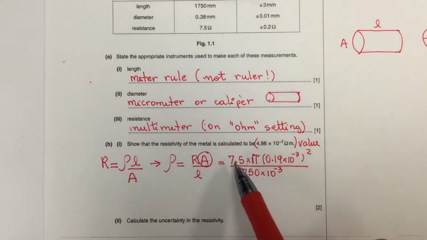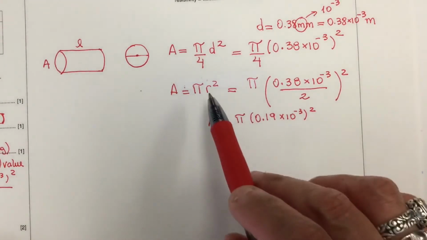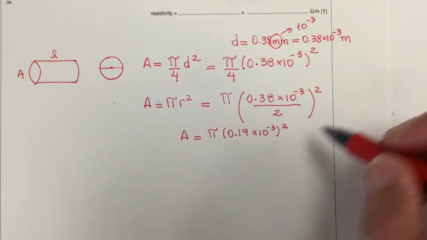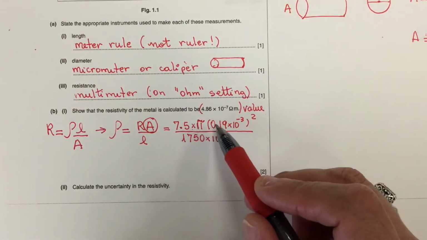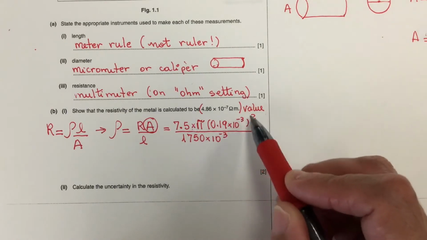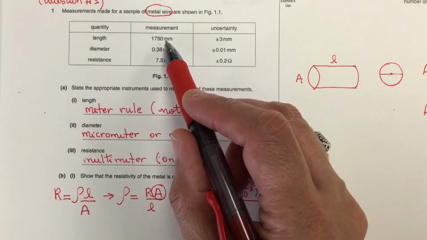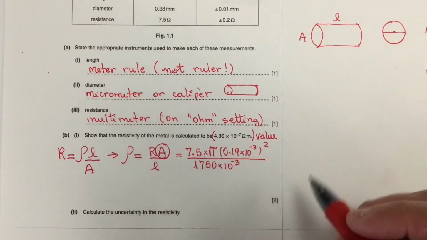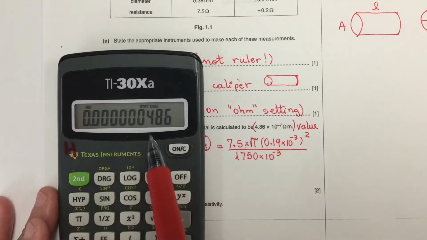We have the value of the resistance, which is 7.5. For the area, I'm using the area with the radius, which is this one here, which will not matter. Each one, use this one or this one. I'm just using this one. Pi times 0.19 times 10 to the minus 3, all this squared. The length is this value. Now what I'm doing here is the m for milli, I'm replacing with 10 to the minus 3 to make it easier to write down. So after plugging all these values in the calculator, that's what I have.